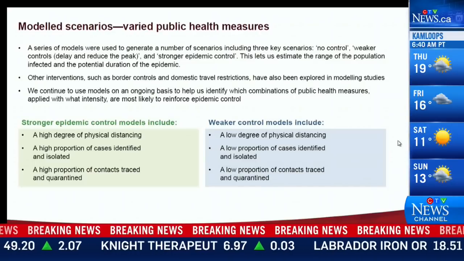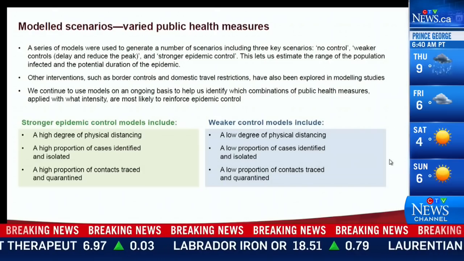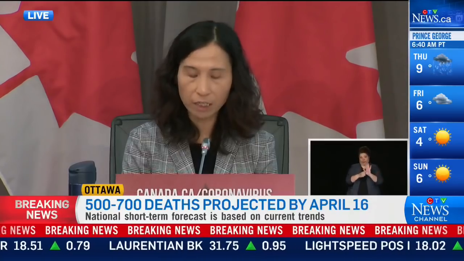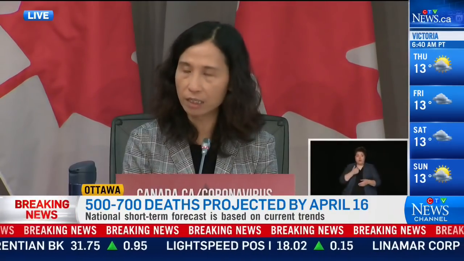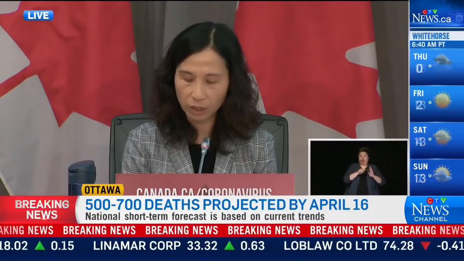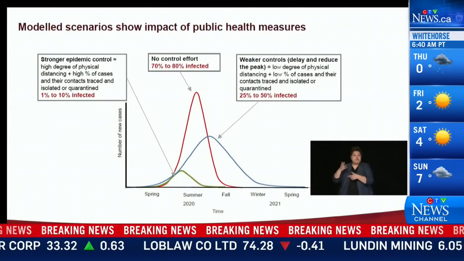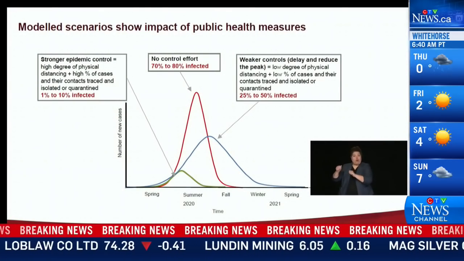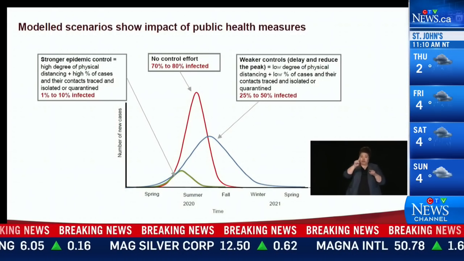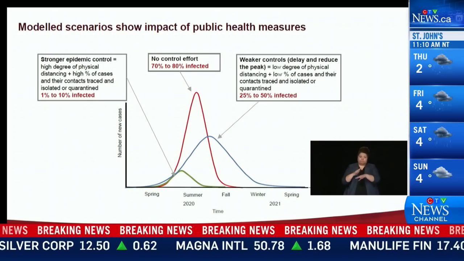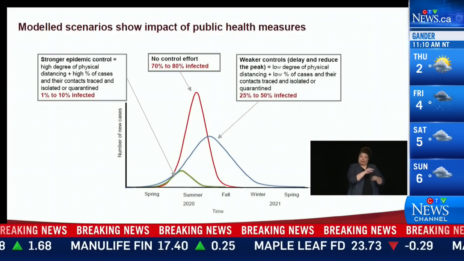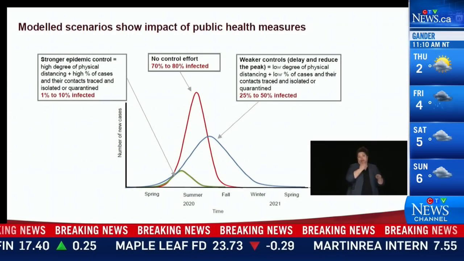Slide 14. This slide illustrates the three possible scenarios that we just talked about. The red curve with a very high peak over a relatively short period of time is the no control scenario, or the worst case scenario, where the majority of the population could be infected. The blue line shows a scenario with weaker controls, leading to the delay and reduction in the peak. The green, smaller curve is the best case scenario in which we reach our objective of epidemic control.